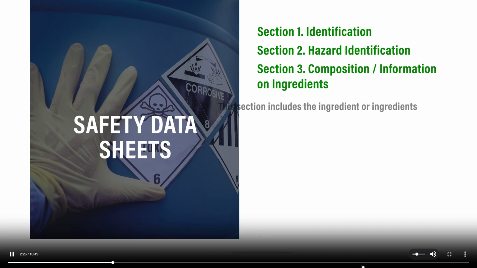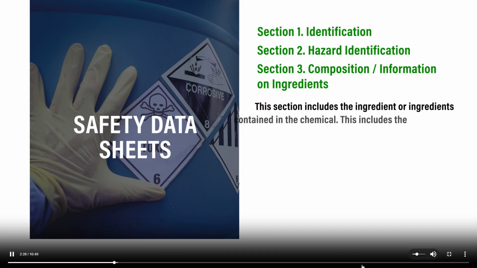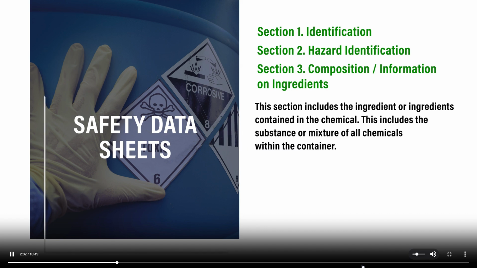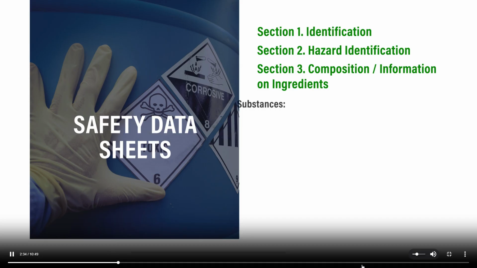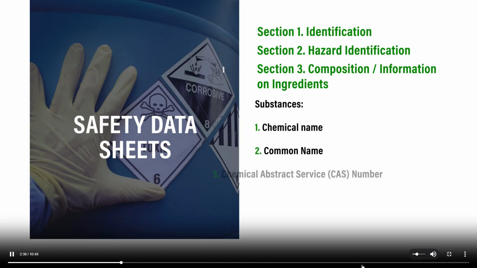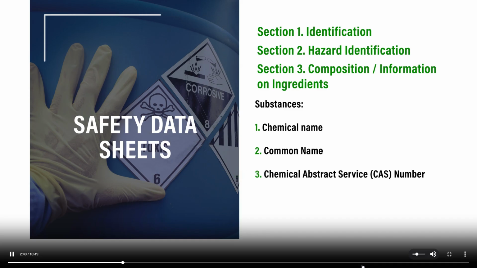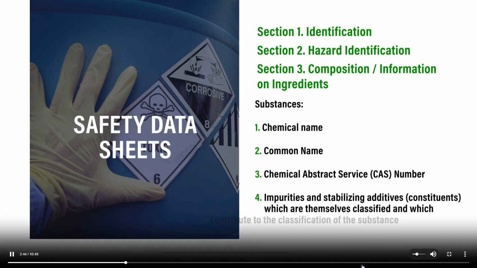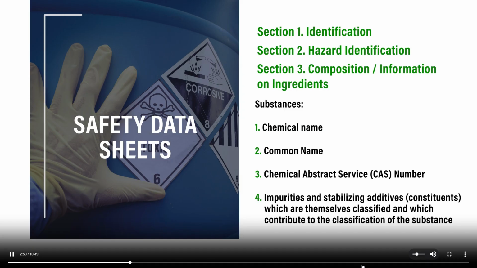This section includes the ingredient or ingredients contained in the chemical. This includes the substance or mixture of all chemicals within the container. Substances must have the chemical name, the common name and synonyms, the chemical abstract service number and other unique identifiers, impurities, and stabilizing additives, which are themselves classified and which contribute to the classification of the substance.